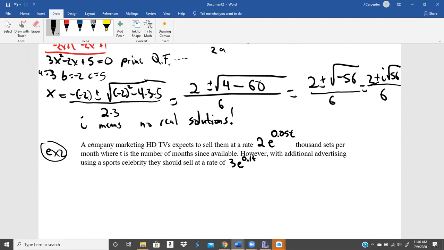Advertising helps you sell stuff. Fact. Using celebrities helps you sell stuff. Fact. So what this is saying is the rate of TVs sold per month in thousands of sets is this lower value if you don't advertise, and it's a higher value if you do advertise. And that, of course, is in thousands per month.